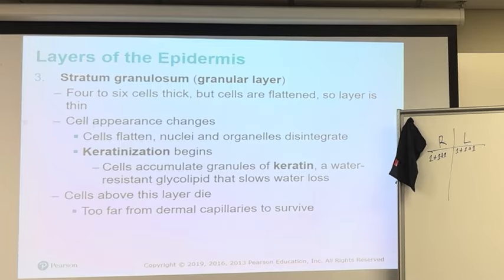Okay, so the next one, stratum granulosum. So 4 to 6 cell layers thick, but the cells are flattened, so the layer is thin. Cell appearance changes, cells flatten, nuclei and organelles disintegrate, keratinization begins, and cells accumulate granules of keratin, a water-resistant glycolipid that slows the water loss. And cells above this layer die, too far from the dermal capillaries to actually survive.